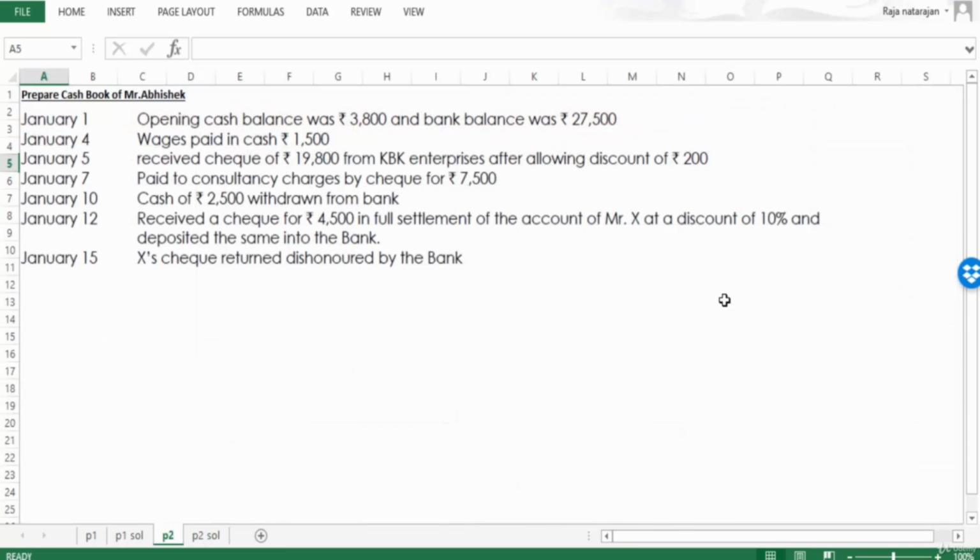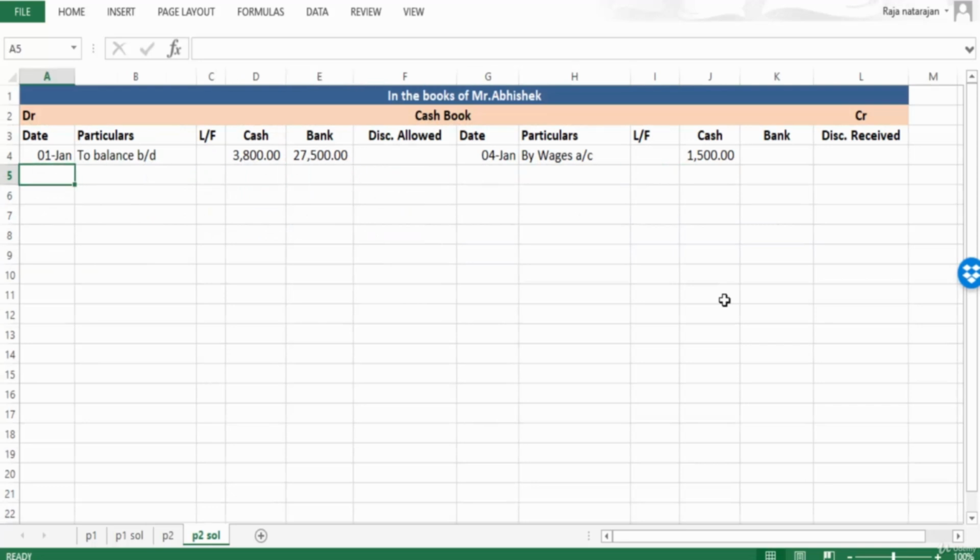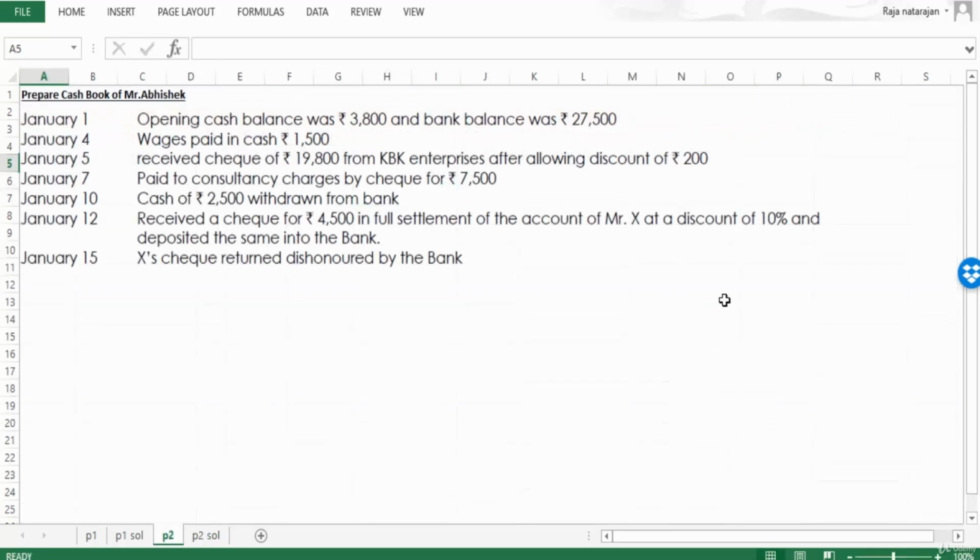Then on 5th Jan, received check of 19,800 from KBK Enterprises after allowing a discount of 200. Cash, not cash, it is coming through bank, so bank account will be debited. Okay, debit the receiver of benefit, and giver of benefit is KBK, and there is also discount allowed 200. So we'll capture all this, and this is happening on 5th Jan. We'll say to KBK account, how much? 19,800, and discount allowed is 200, which we'll capture here.